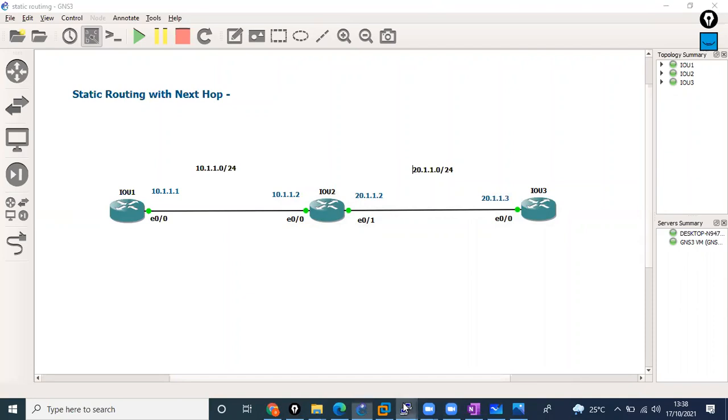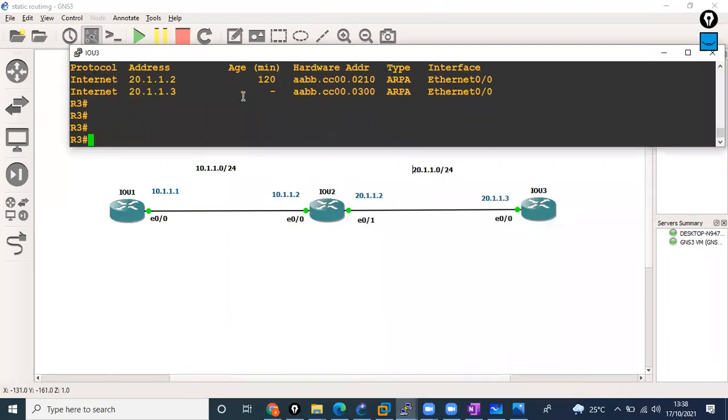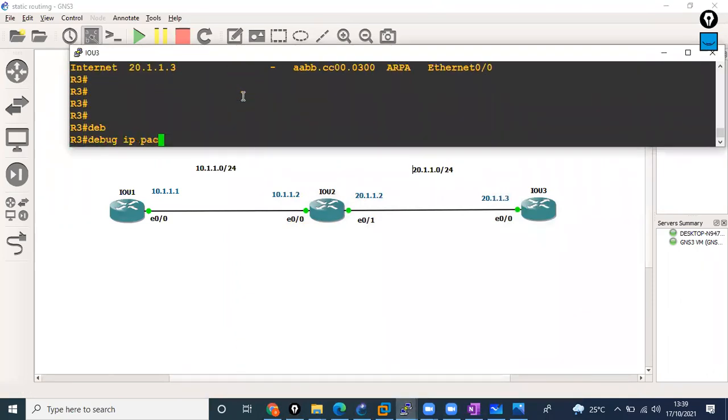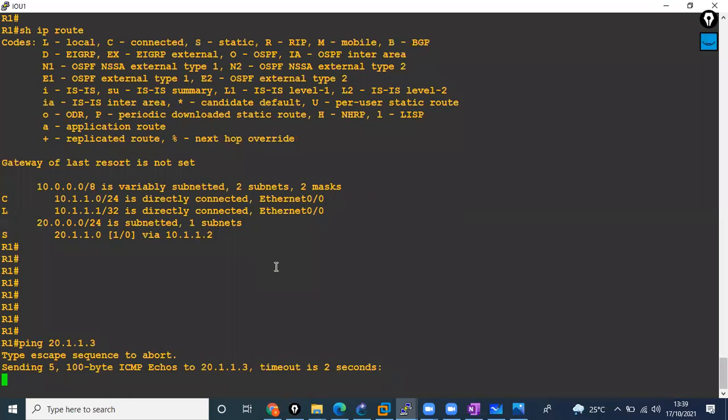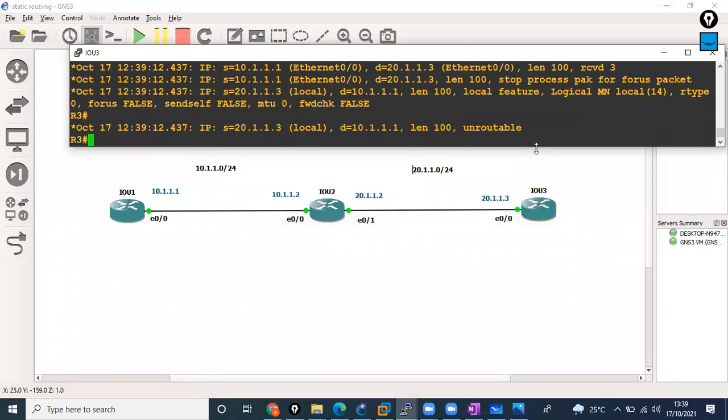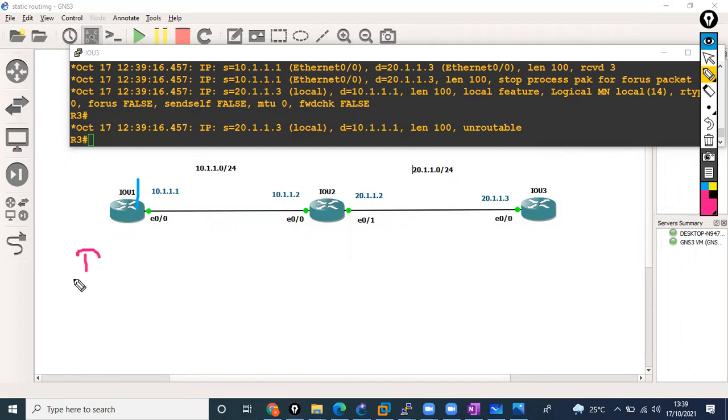Got it? So let me go to the destination side and enable debug IP packet here. Go to R1 and now try to ping 20.1.1.3, because we have reachability with that. But you can see here we're still not able to ping. What's the reason? Your packet you are able to send, because the destination IP is 20.3 and we have already configured static routes for that.